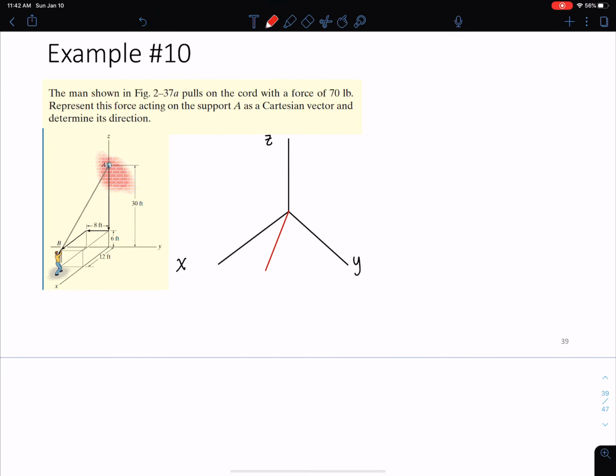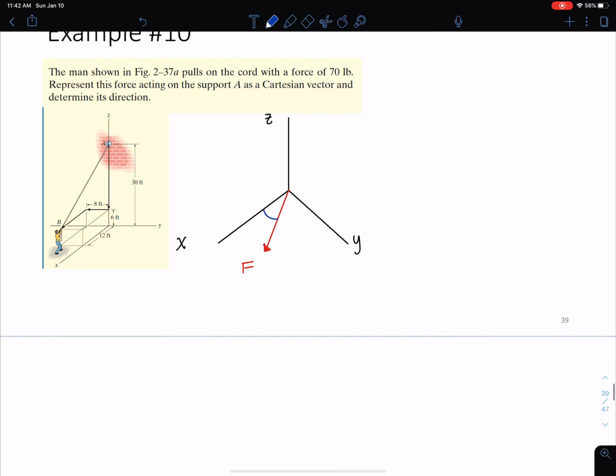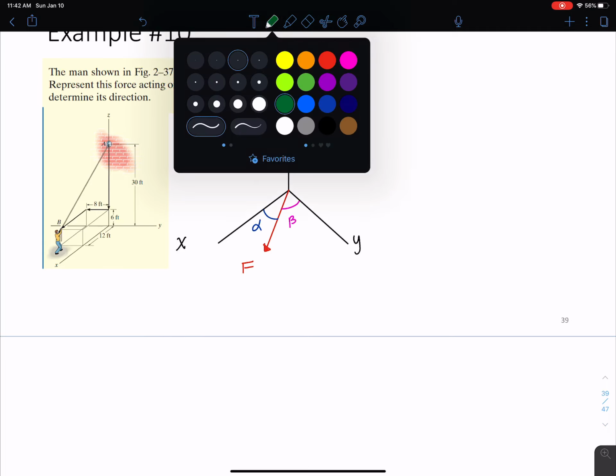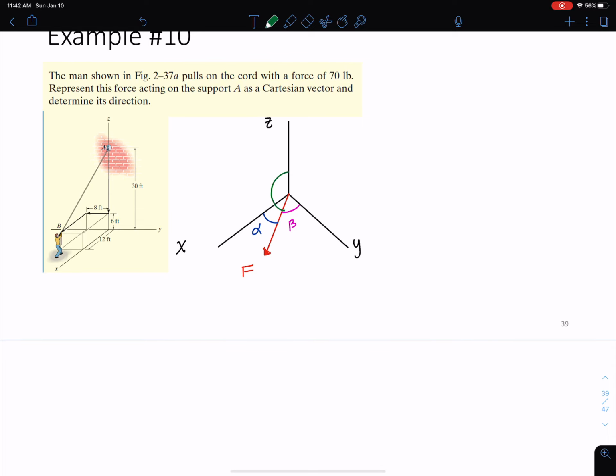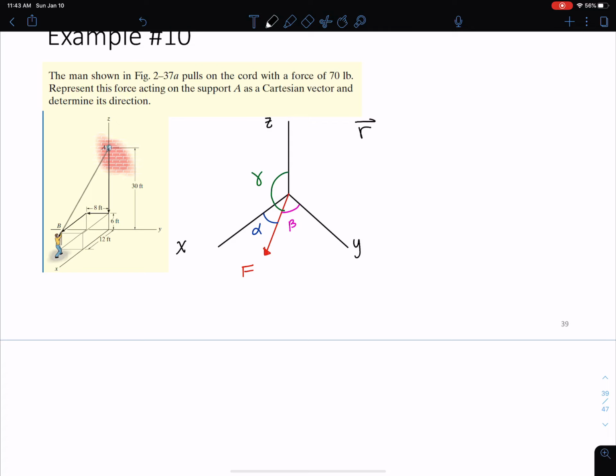And we have this person tugging on this rope with some force F, which is 70 pounds. And basically what we want to know is what is the alpha, what is the beta, and what is the gamma? What are these directions? So how can we find the directions? Well, the directions correspond to the unit vectors. Okay, we want the force as a Cartesian vector and we want the direction. So what we're going to do is start by defining our position vector.